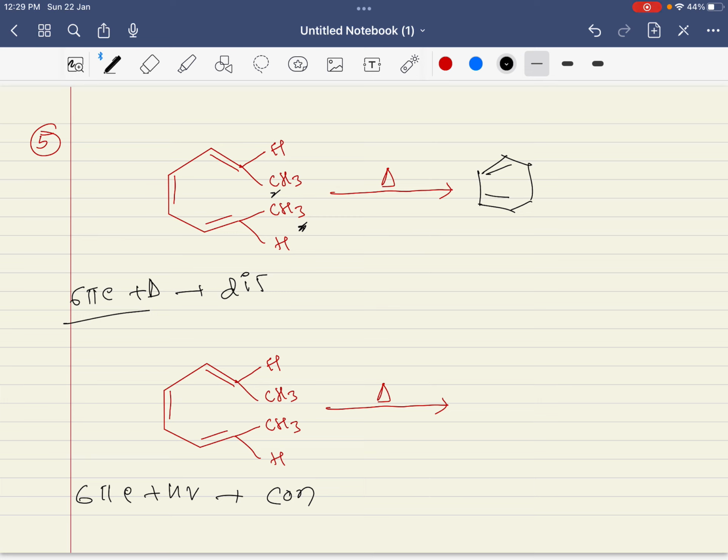Disrotatory means either moving inside or moving outside. We'll move inside. If we move inside here, this hydrogen and CH3, inside you are moving in this direction, means H comes above and CH3 comes below. Here if you are moving in this direction, you have to flip. So H comes above and CH3 goes below. So the product here is cis.